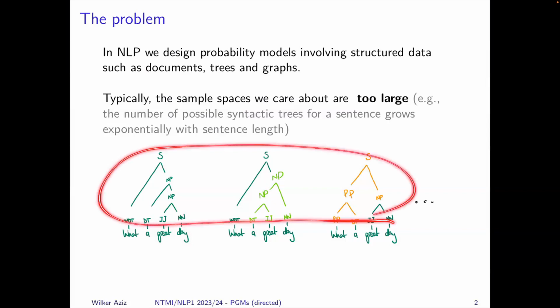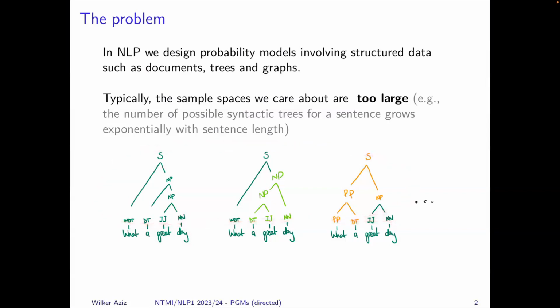This space, in fact, grows much faster than the sentences themselves. So if I grow the sentence by 1 extra word, you will see that there will be many more possible trees. So this exponential growth is part of the problem.